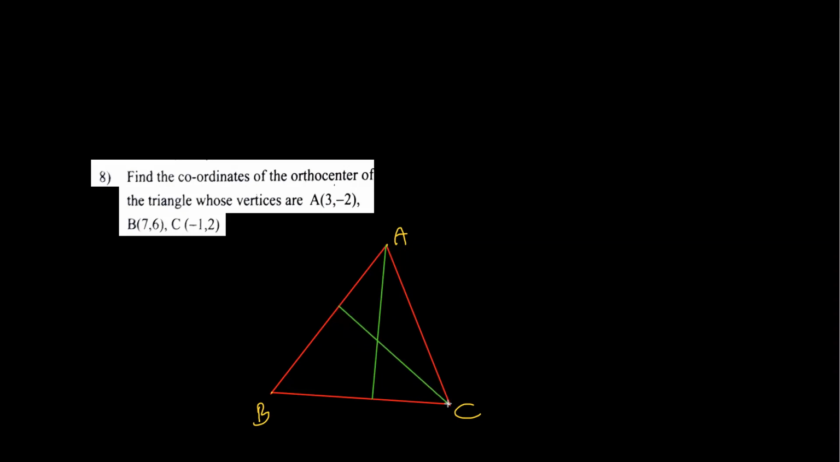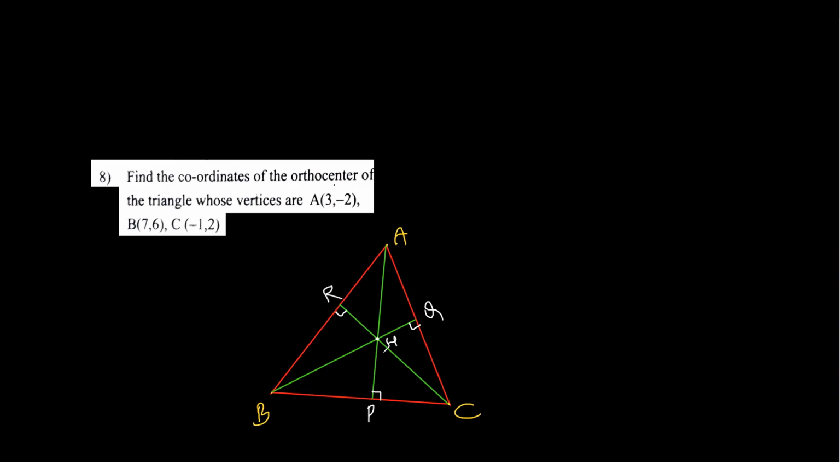And remember, these are perpendiculars. They are not medians, so they may not meet the midpoint of the opposite side. The point of intersection of these altitudes is the orthocenter, denoted by H. You call this altitude AP, this one BQ, and this one CR.